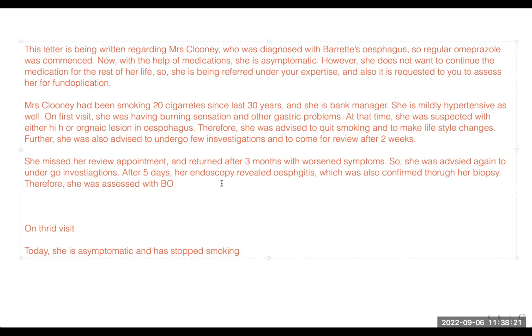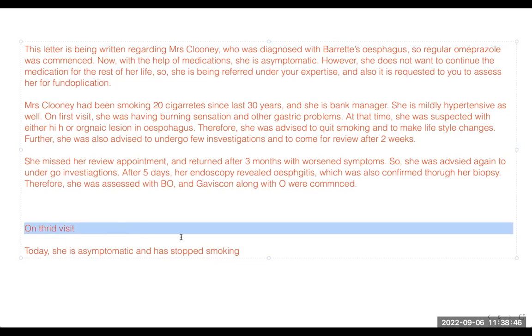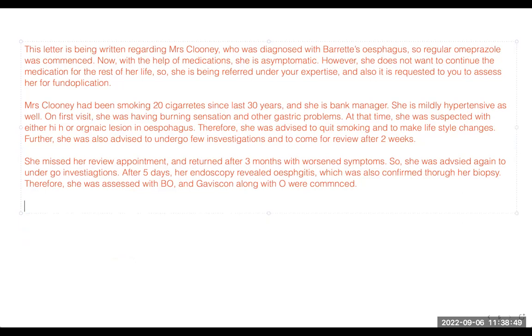So she was assessed with Barrett's esophagus, and Gaviscon and omeprazole. Though it doesn't look nice to use two ands, so I would say along with omeprazole were commenced. Now it becomes even simpler. Now we are coming to today's visit.